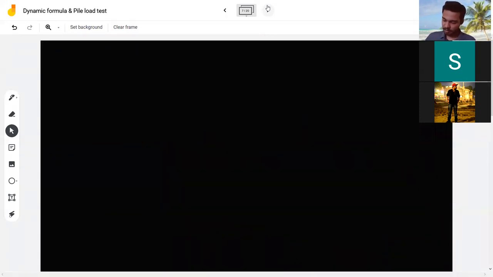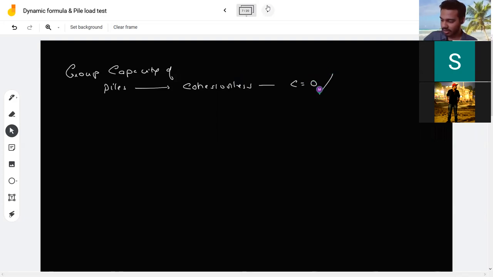Until now, your pile was in cohesive soil. Now if your pile is in cohesionless soil, so the group capacity of piles when it is in cohesionless soil. Cohesionless means your C is 0 and the soil could be a sandy soil. This is very easy, no need to use much brain. Your ultimate group capacity, that is QUG, is equal to your group efficiency of your pile multiplied by number of piles multiplied by the capacity of one pile.